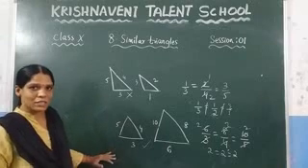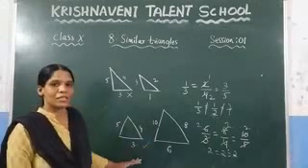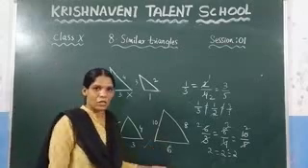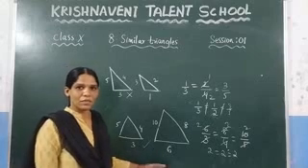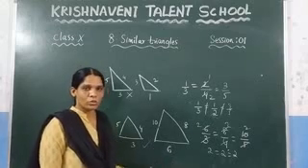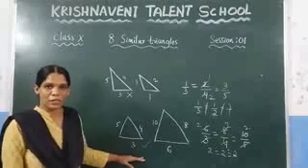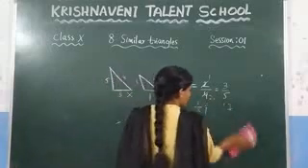So what is the condition for the similarity? If you want to check whether the given objects are similar or not, you need to check the corresponding side ratio. And if the corresponding side ratios are equal, then we can say that those two figures are similar and the corresponding angles must be equal. So, what is the condition for the similarity?